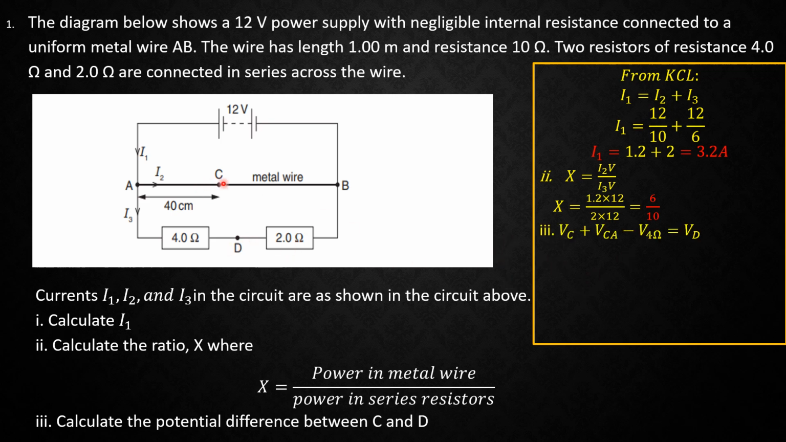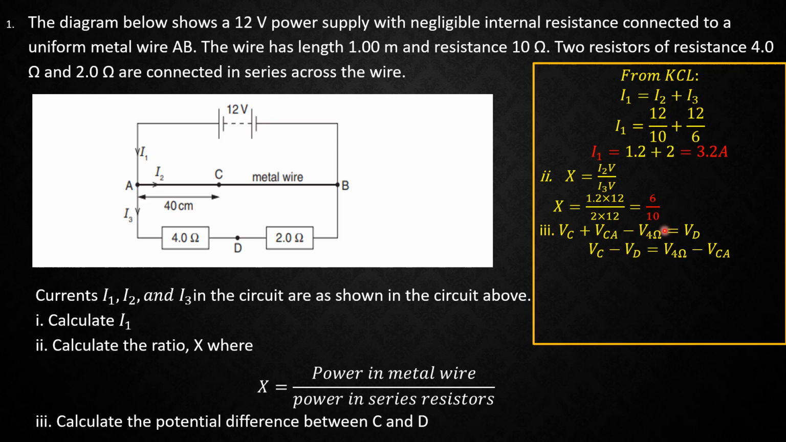So we're going to have VC at this particular point plus VCA. Why is it positive here? Because we are traversing the opposite direction to the current that flows through CA. Do you see that? So we are traversing like this, current is rather entering. So we have positive potential here. And then we go all the way to the potential drop across the 4 ohm. It's now going to be negative because traversing against this guy, right? So equal to V at D.